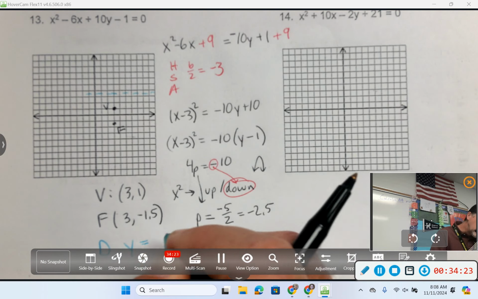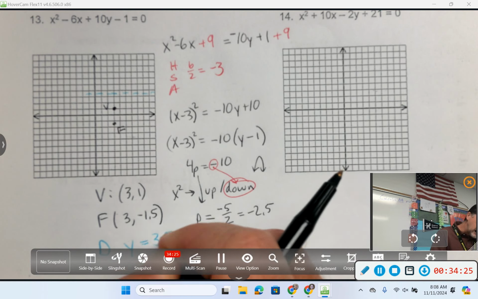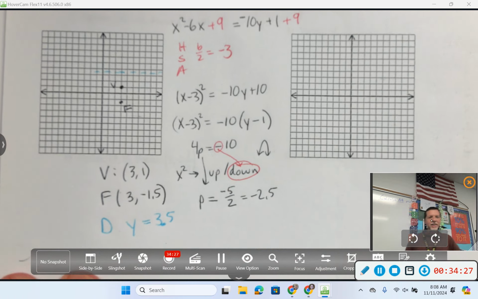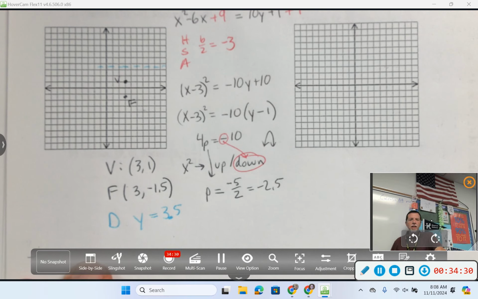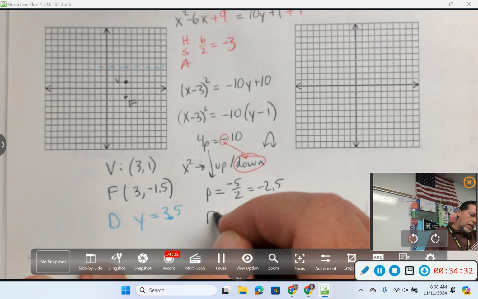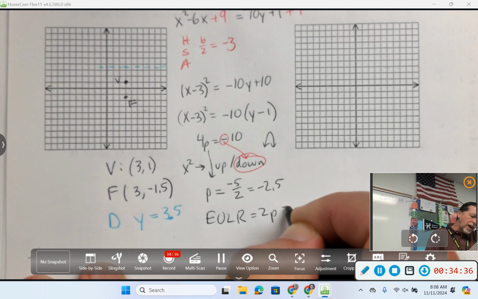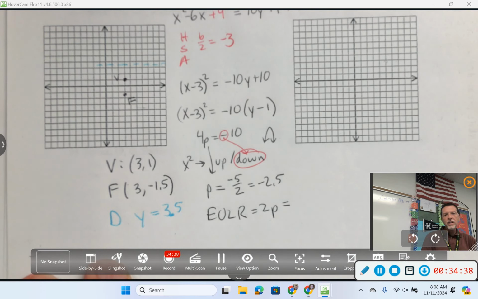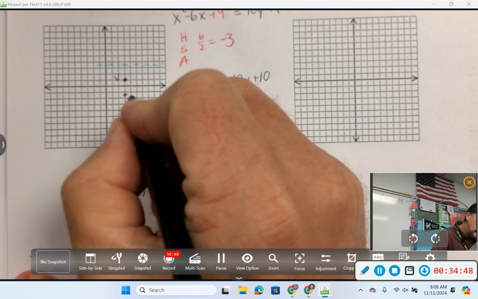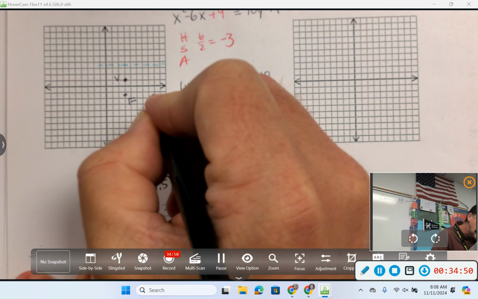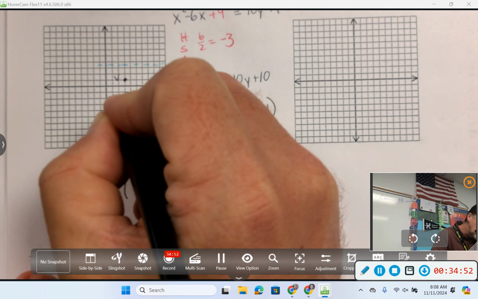So y equals 3.5, because we went up 2.5 from 1. Okay, my endpoints of the latus rectum are 2p away, so 5 on either side. I'm not really worried about the negative. I guess you could say it switches which one's where, but it doesn't matter. 5 on either side. 1, 2, 3, 4, 5.